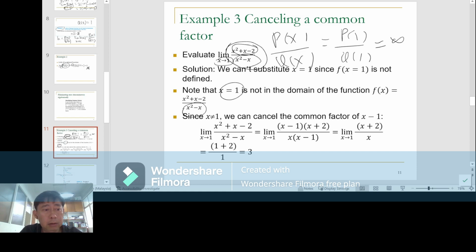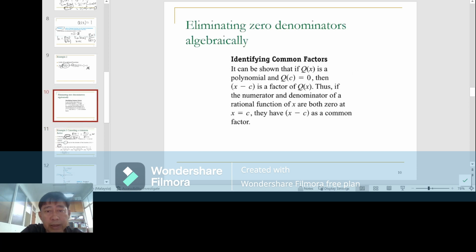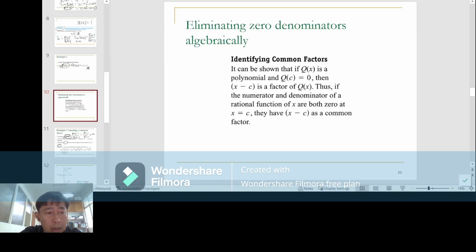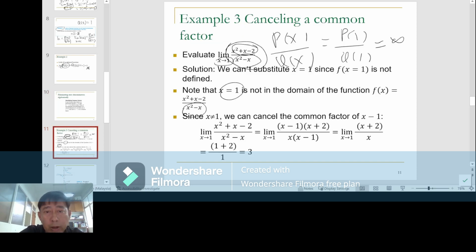The reason why this is not quite true is that you are not being very careful. Okay, so just let us try to go through this example a little bit carefully. So let me write it down. Let me try to copy the question into my whiteboard. It is x squared plus x minus 2 over x squared minus x.